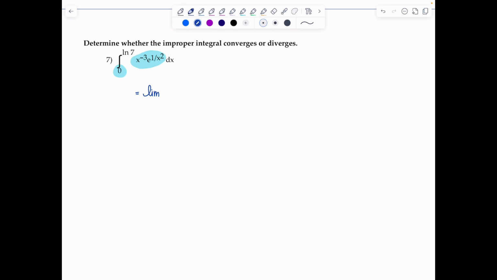So we have the limit as, pick a variable, I'm going to use t, goes to 0 from the right. And then this will be the integral from t to ln of 7, x to the negative third, e to the 1 over x squared dx. You do have to say from which side you're approaching. And just remember, if your integral goes from 0 to ln of 7, the only way to approach the lower limit is from the right.